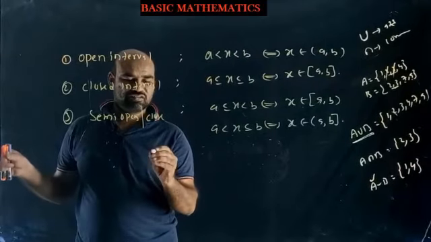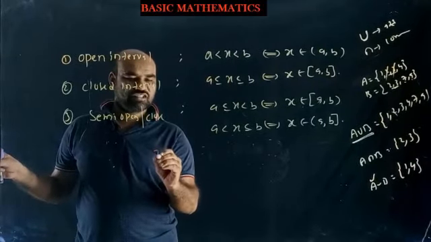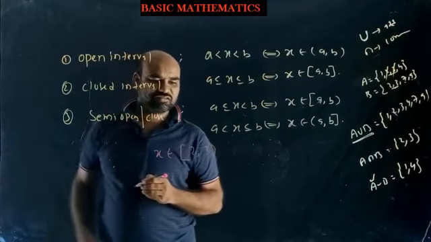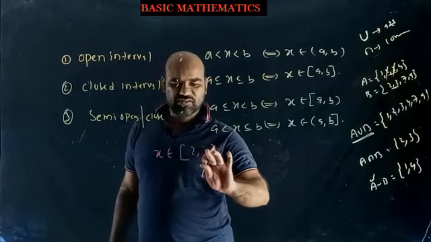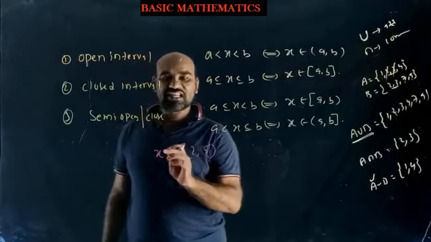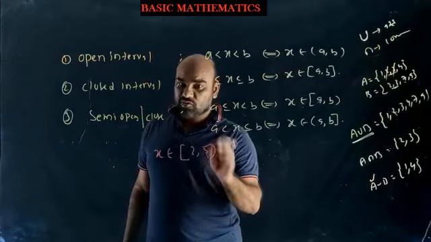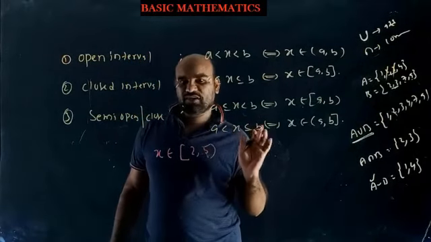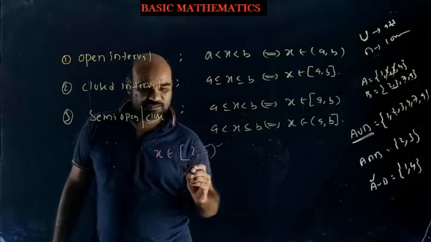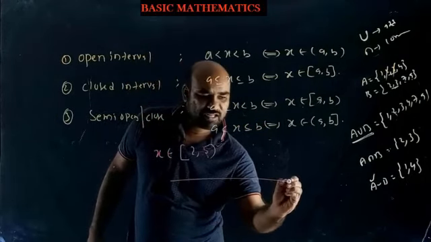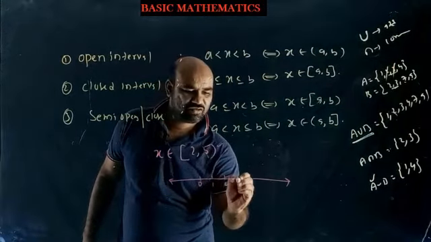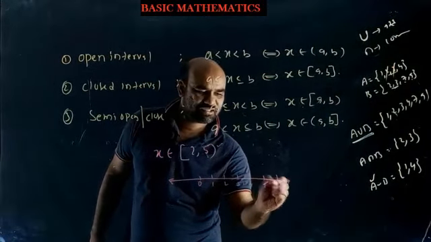Important notation. X belongs to closed 2 to open 5. X belongs to closed 2 to open 5 means X is a real number which lies between 2 and 5, including 2 but not equal to 5. How to represent this on the number line? Important. Draw the number line. 0, here 1, here 2, here 3, here 4, here 5, here 6.